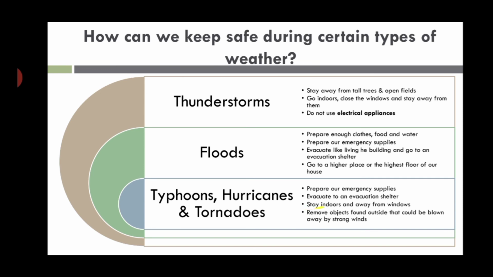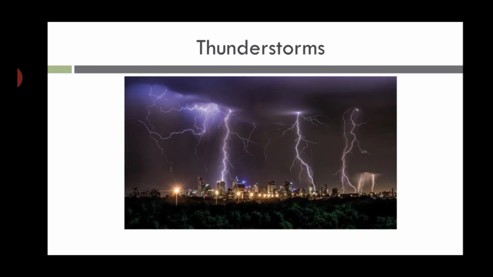First, prepare our emergency supplies, evacuate to an evacuation shelter, stay indoors and away from windows, and don't forget to remove objects found outside that could be blown away by strong winds, such as potted plants, dustbins, and doormats. Well, this is the explanation for keeping yourself safe during these kinds of weather.